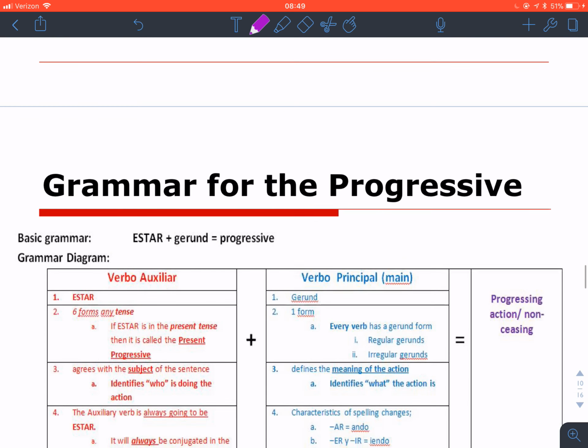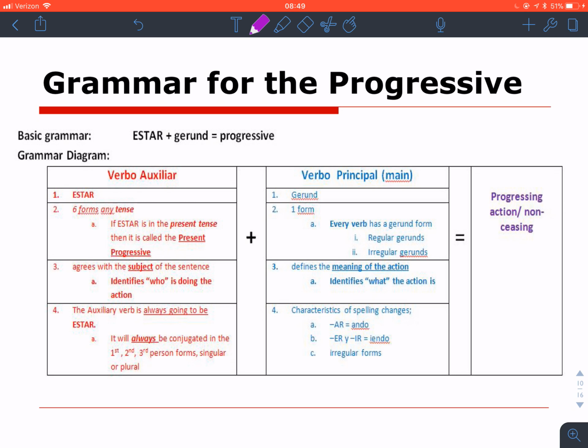Let's have another look at the grammar from a different perspective. This is the basic grammar I just went over in the previous slide. Here is that same grammar diagrammed. So we have our equation here. The auxiliary verb plus the main verb equals one progressing action.